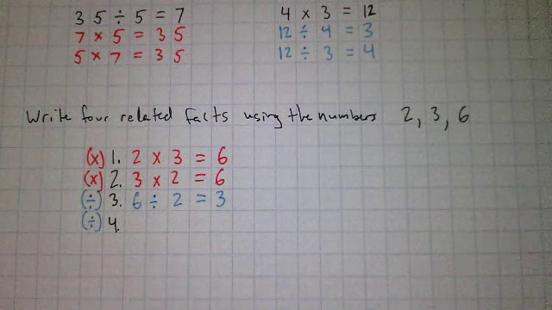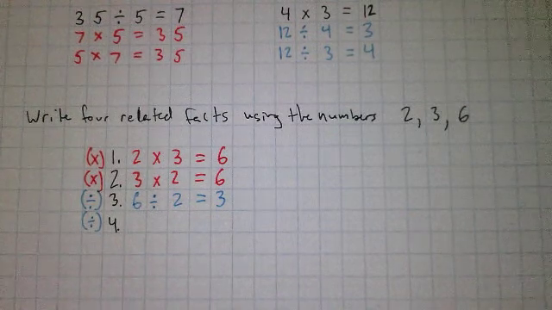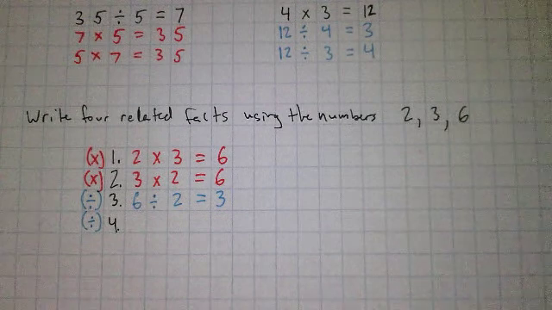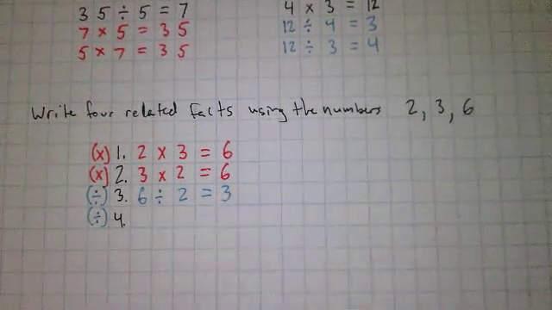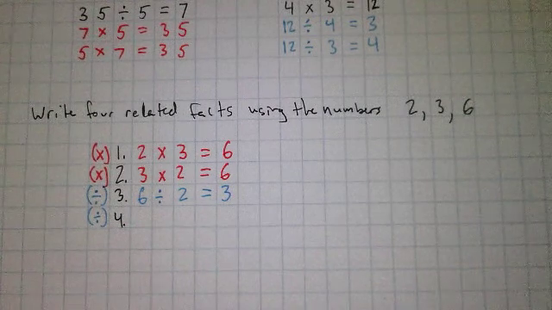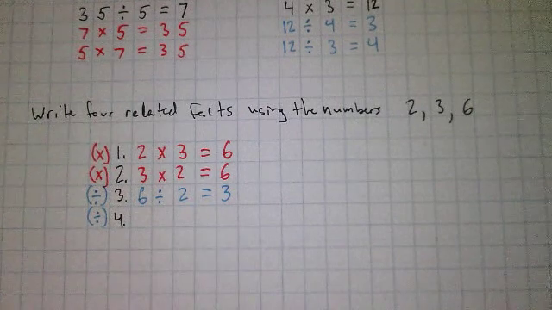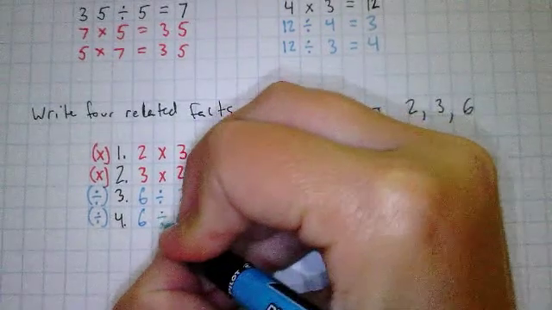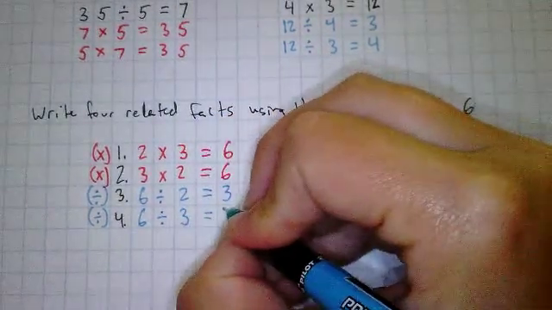2 times 6 equals 3. No, 2 times 6 does not equal 3. 3 times 2 equals 6. Yeah, but we already have that. You said 3 times 2 equals 6. We already have that written down right here. Oh, 6 divided by 3 equals. There we go. 6 divided by 3 equals 2.